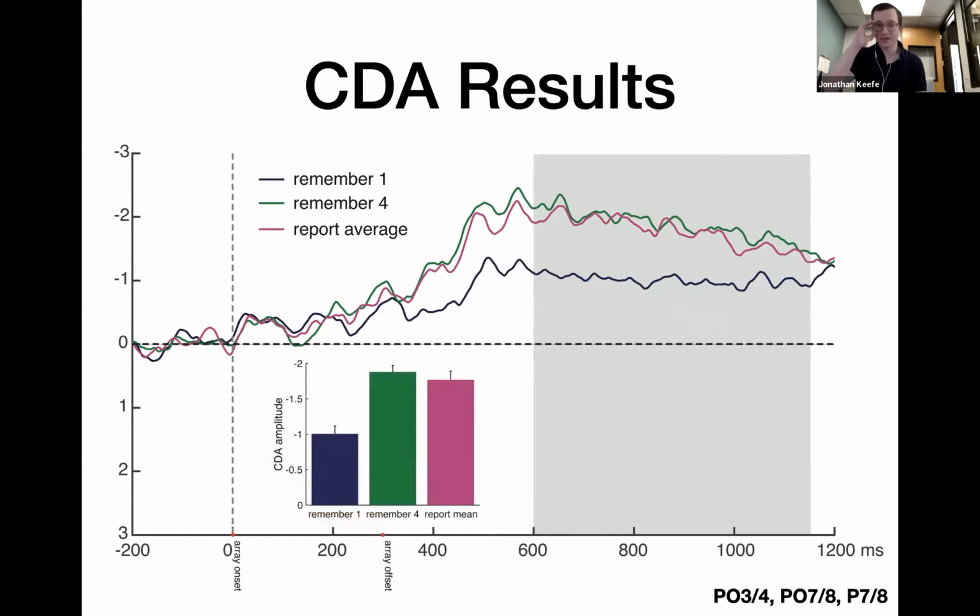And just in case you don't believe me, you need cold hard numerical proof, I've plotted the average CDA amplitude across the gray time interval for each condition. You can see that the remember four and report mean conditions are very similar, with the remember one condition being much smaller. I want to pause for a second to point out that this result is actually really surprising, right? Literature on ensemble perception almost entirely states that ensemble perception is an effortless, rapid process that doesn't rely on individual item representations. Now, the CDA results suggest that there needs to be a fairly striking paradigm shift in how we think about ensemble perception.